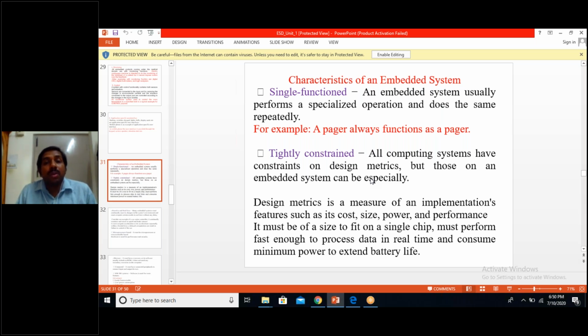Tightly constrained is one more characteristic. All computing systems have constraints on design metrics. So based on the design metrics, your embedded system is characterized depending on the cost, size, performance, and power requirements. It is one of the characteristics. An embedded system can have a single chip, it can process in real time, and it can consume less power. So these are the constraints we are putting on the embedded system.